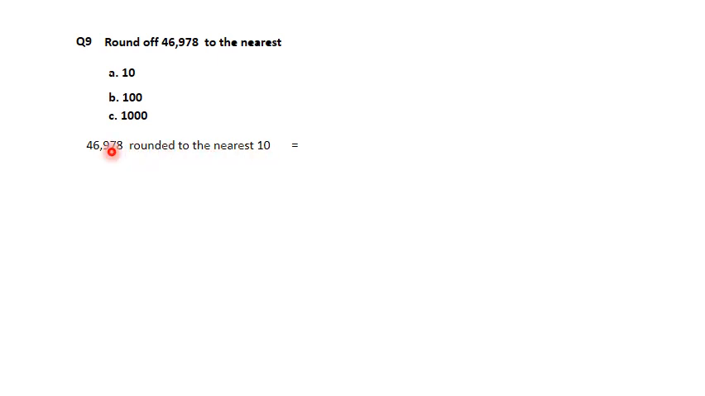We have written 46,978. We want to round to the nearest 10. Which is the tens place here? 7. What are we going to do? We are going to look at the ones place. This ones place is more than 5. So we will increase the tens place by 1. So 7 will become 8, and the 8 will become 0, and all the remaining digits will stay as they are. So what will the answer be? 46,980. This 7 is increased by 1, so it becomes 8 here, and the ones place we have written as 0. Now let us take the second one.